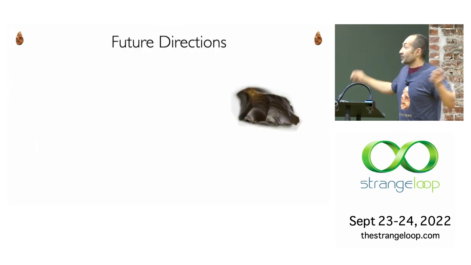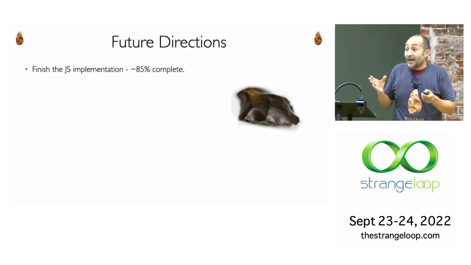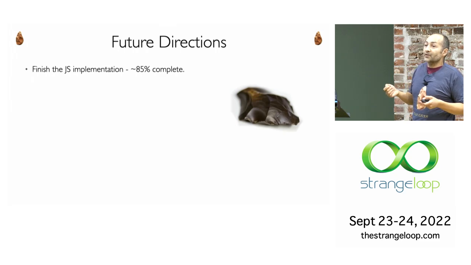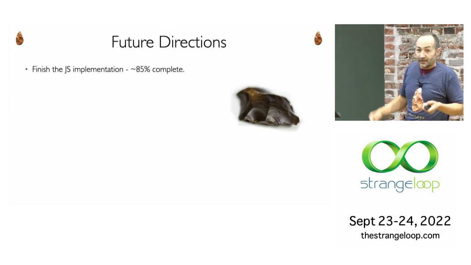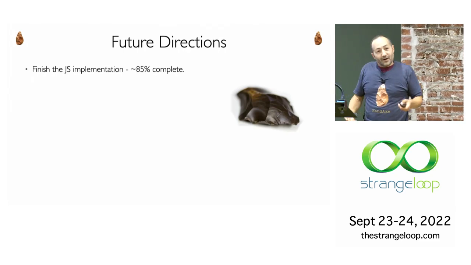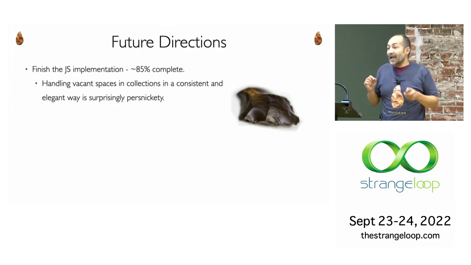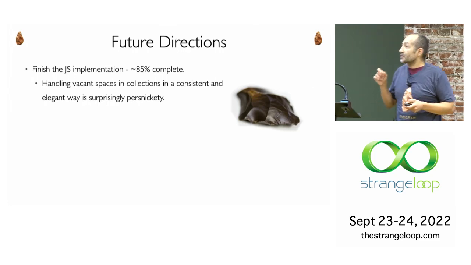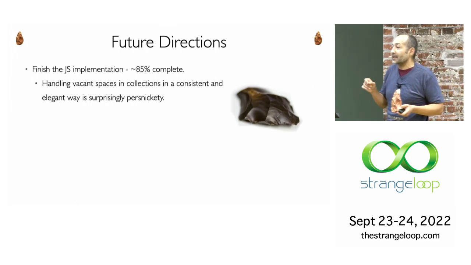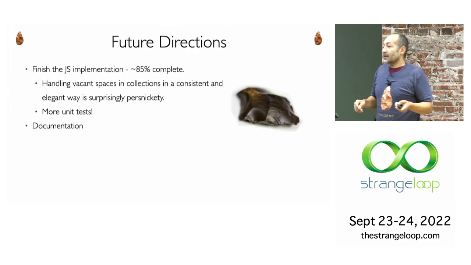Okay, so let's talk about future directions. I need to finish the code. It's probably about 85% there. This summer, I got to the point where it was like, oh my God, do I finish the code or do I have something to talk about with you fine people? This is a labor of love, so off I go back to the drawing board as soon as I leave. Handling vacant spaces in collections, making the semantics exactly what they need to be, turns out to be shockingly persnickety. More unit tests, of course.